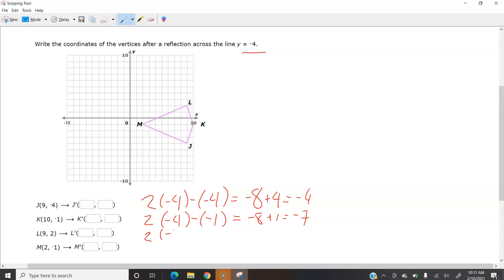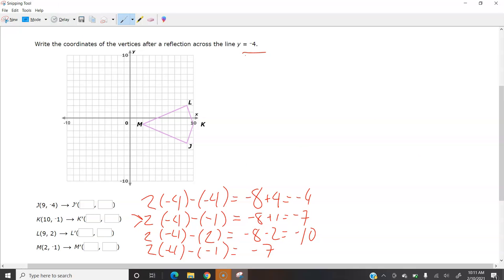By the way, you can always just type this in the calculator. Make sure you're putting those parentheses in there though, okay? 2 times -4 minus a +2 equals -8 minus 2, which gives me a -10. And then finally 2 times -4 minus a -1. I already know that equals -7 because it's the same as this one up here. Okay, so we got -4, -7, -10, -7.